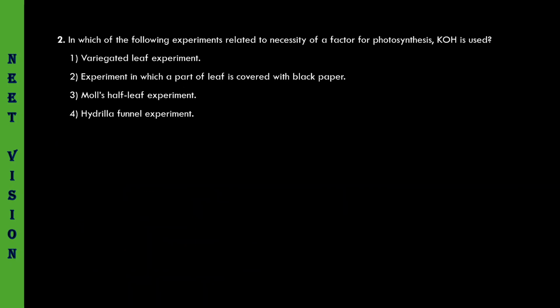Coming to the next question. In which of the following experiments related to necessity of a factor for photosynthesis, potassium hydroxide is used? It is used to demonstrate in an experiment that CO2 is necessary for photosynthesis. So that experiment is Moll's half-leaf experiment. Third option must be the correct one. So let us see the answer.